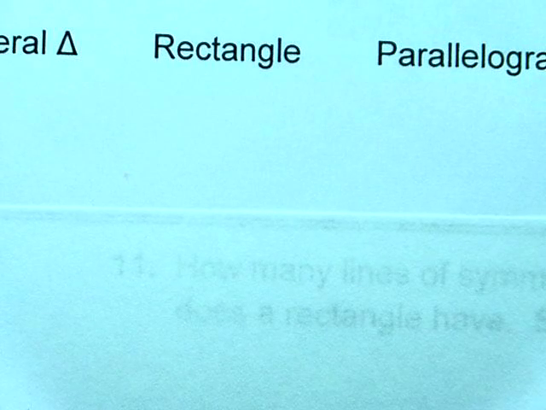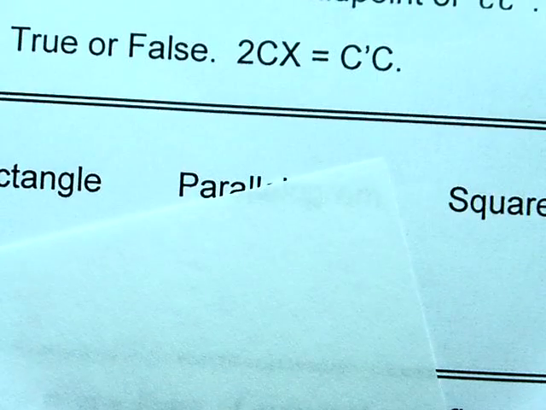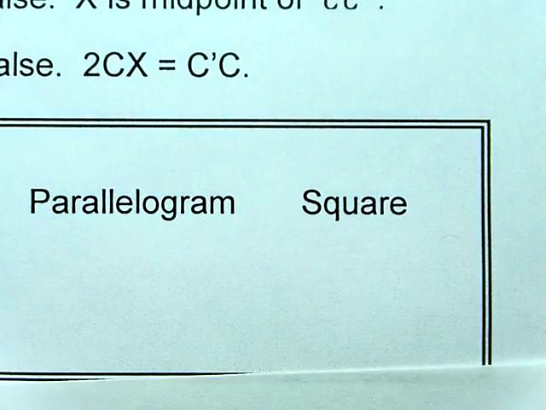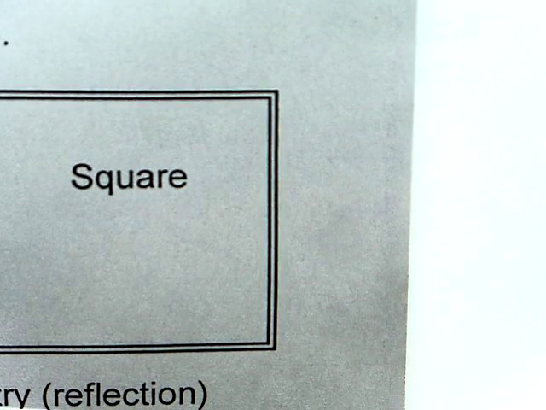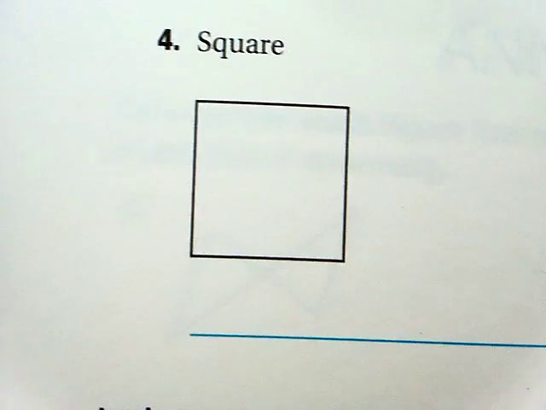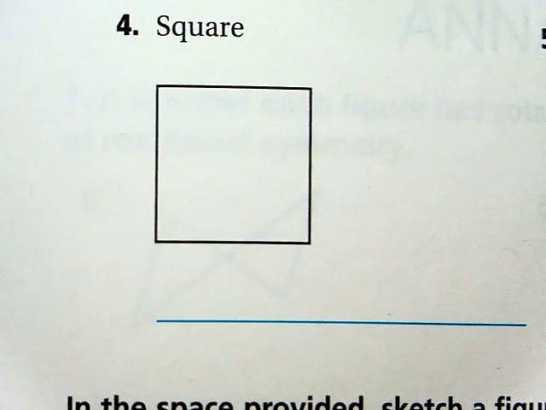And finally, a square is a rectangle, but it's a special type of a rectangle. It's a rectangle where all 4 sides are congruent. So this is a picture of a square, again on page 397 of your workbook. This is what a square looks like, and I think everybody here has seen a square and knows what it is.